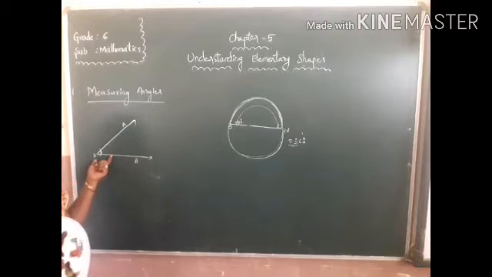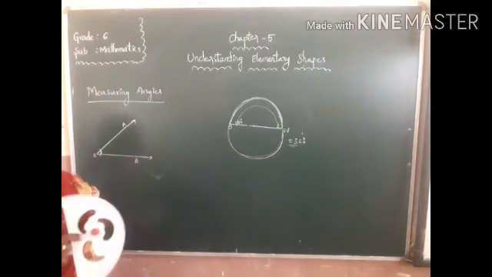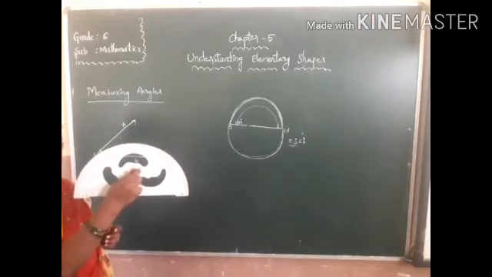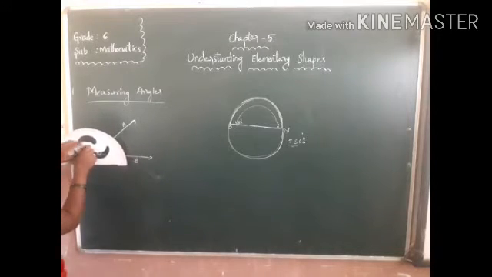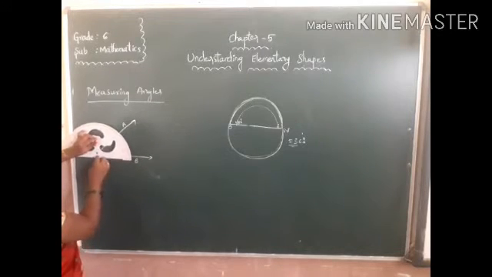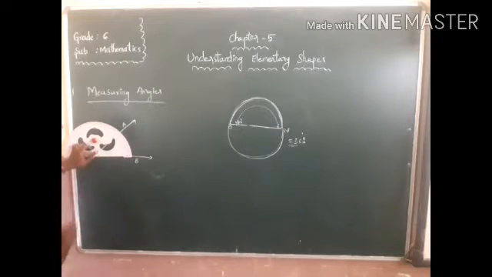How can you measure this one? With the help of a protractor. Now take your protractor and place it where the angle is formed. So here, in your protractor you have an arrow mark at the midpoint, isn't it?